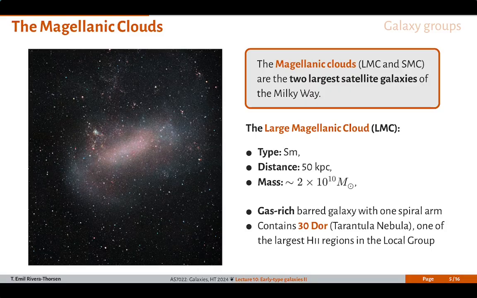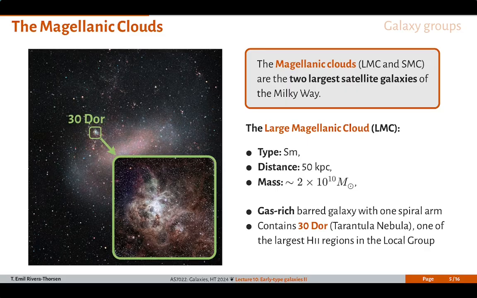So this also speaks a little bit to how large the Milky Way is, that such a large galaxy can still be a satellite of the Milky Way, which has on the order of magnitude a couple of times 10 to the 11 solar masses. It is a gas-rich barred galaxy with one spiral arm, and it contains 30 Doradus, also known as the Tarantula Nebula, which is one of the largest H2 regions in the local group and one of the most intense starburst episodes in the local universe.